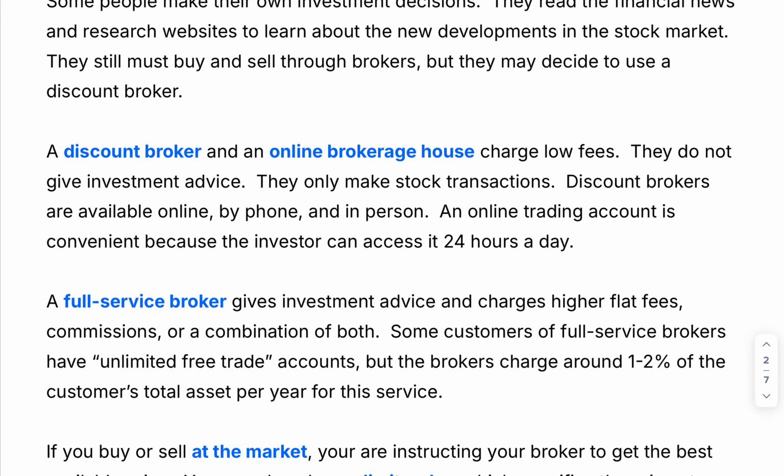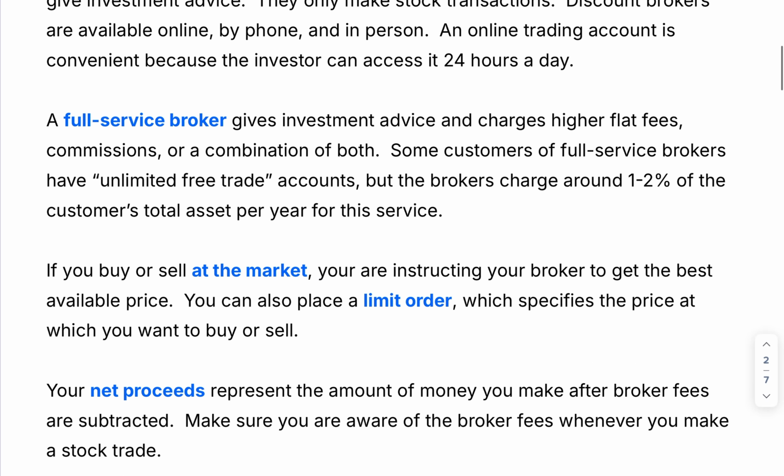Okay, now a full service broker gives investment advice and charges a higher flat fee, commission, or combination of both. Some customers of full service brokers have what's called unlimited free trade accounts, right? So you have a full service broker, you pay this fee, and the brokers may charge around 1 to 2% of the customer's total assets per year for this service in exchange for however many trades you want.